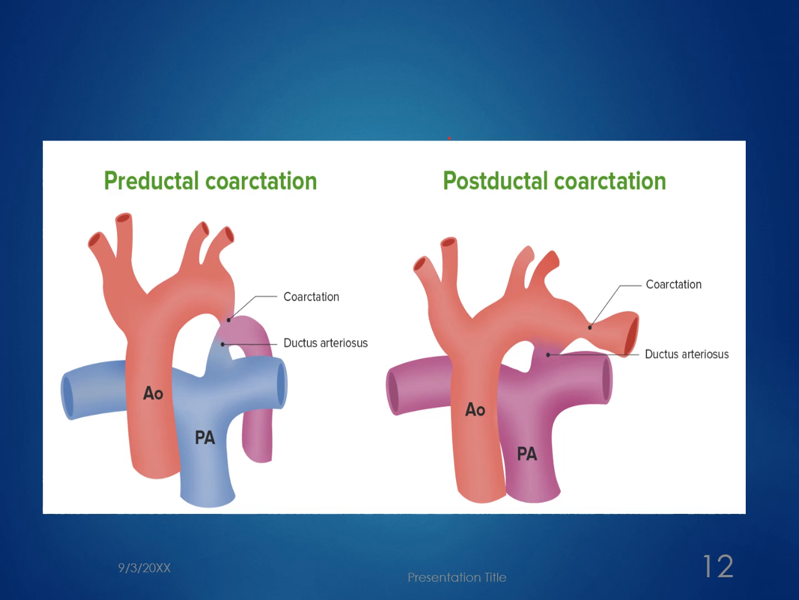So here's a couple of different types of coarctation. You have your preductal coarctation, basically meaning that the coarctation happens after the other branches off to the head and to the right side, or you have a postductal. So it happens a little bit farther down. So preductal versus postductal will also depend on the signs and symptoms that you see.